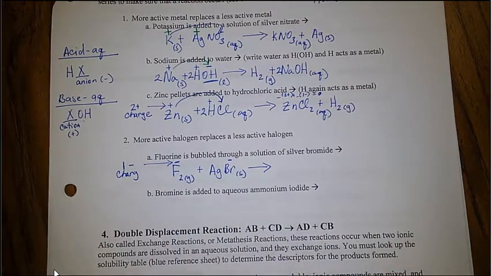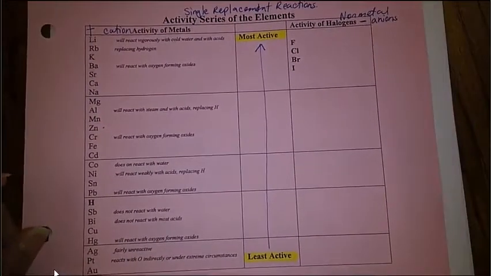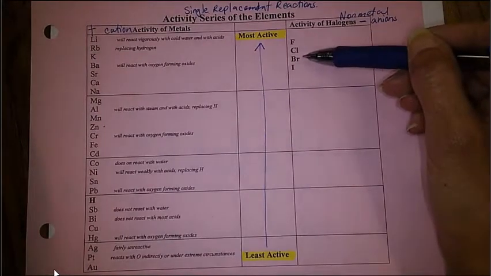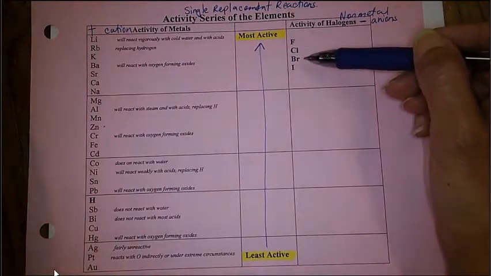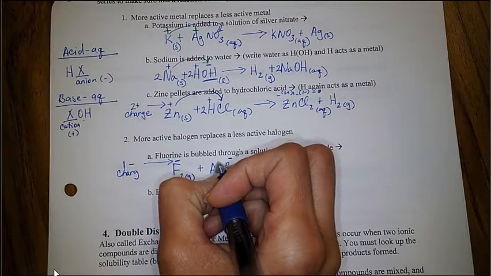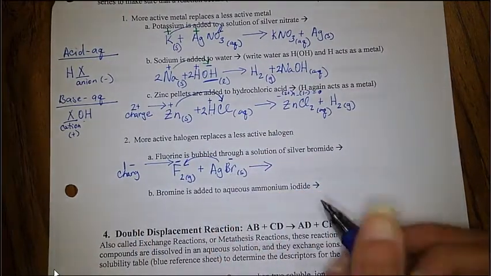So the question is, which one is more reactive or higher up on our activity series chart? It is fluorine that is more reactive than bromine. Since fluorine's higher up, it's more reactive. So this reaction will take place. Your silver is then going to bond to the fluorine and not to the bromine.